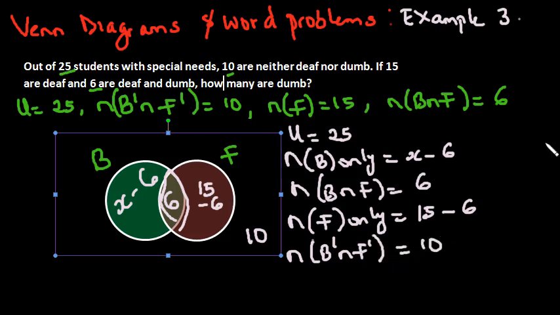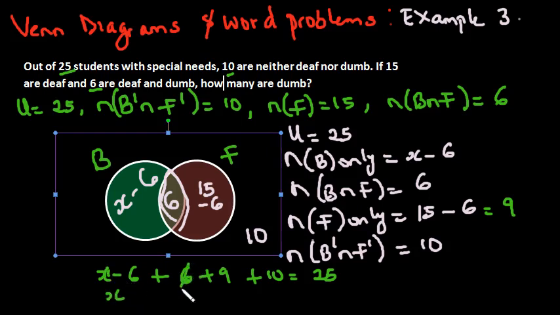Here I have X minus 6, okay, that's unsolvable. 15 minus 6 equals 9. Now the addition of all these 4 should give the universal set. So I have X minus 6 plus 6 plus 9 plus 10 should equal 25. Collecting like terms, I have X minus 6 plus 6 cancel out, plus 19 equals 25. So my X will equal 25 minus 19, which equals 6. So people who are dumb will be equal to 6.